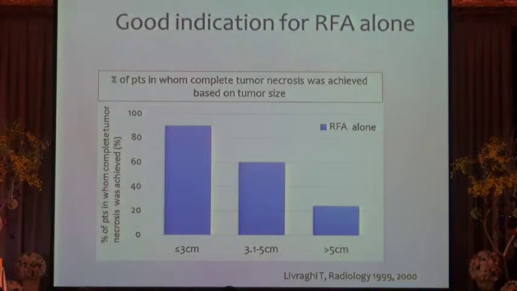This shows the percentage of patients in whom complete tumor necrosis was achieved based on tumor size. If the tumor size is 3 centimeters or smaller, in more than 90% of the patients, tumors are completely ablated. But as the tumor size becomes larger, the percentage of complete tumor necrosis becomes lower. From this data, a good indication for RF ablation alone is reported to be 3 centimeters or smaller.